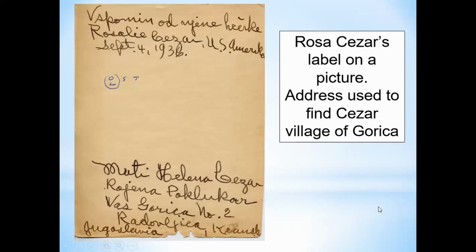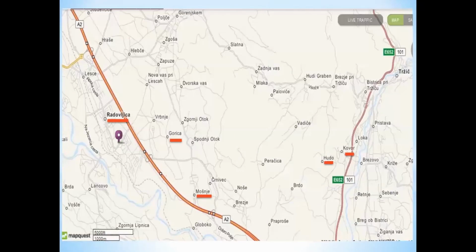So fortunately we had Francie helping us. And he said, this address is telling you that the village name is Gorica. So Vas means village and Gorica is the village name. And this means house number 2 in the village of Gorica. And then Radovlica is the post office, the town that has the post office, the bigger town that they would have gone to pick up their mail, basically. And then Kranjsk here is, I think, the province, and then Yugoslavia, which is what it was in the 1980s. So fortunately, we had Francie there to guide us and help us get to the right village, because otherwise we would have gone to Radovlica and we would have been in the wrong place.